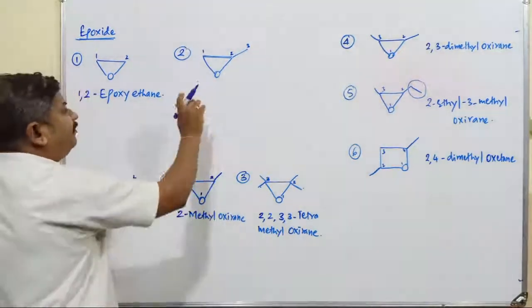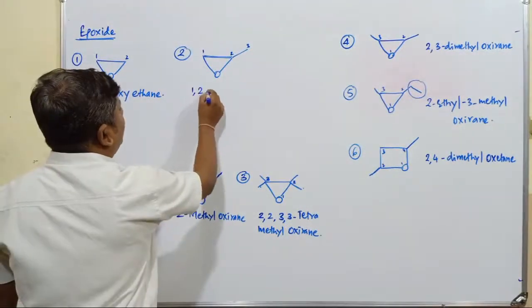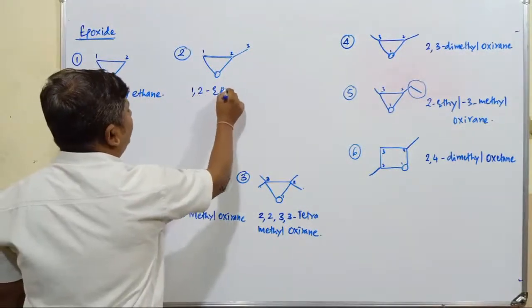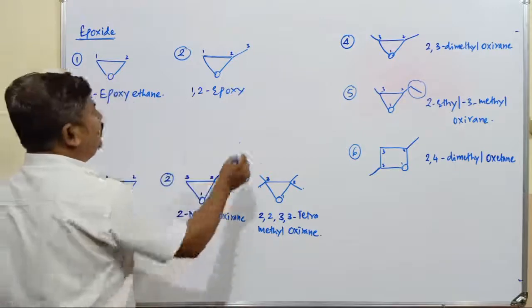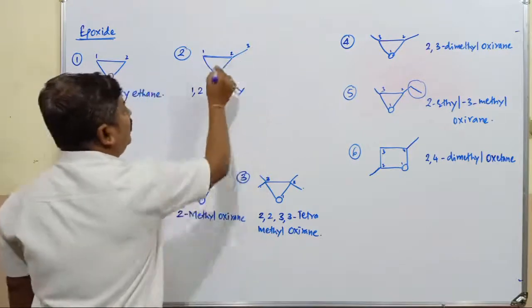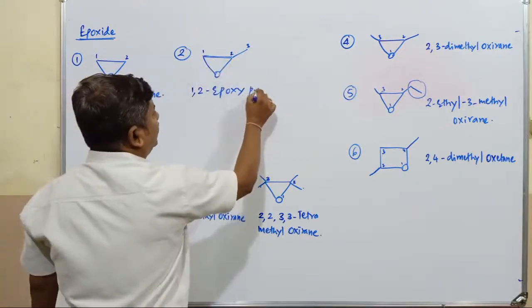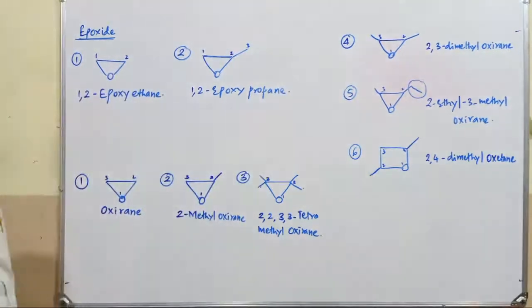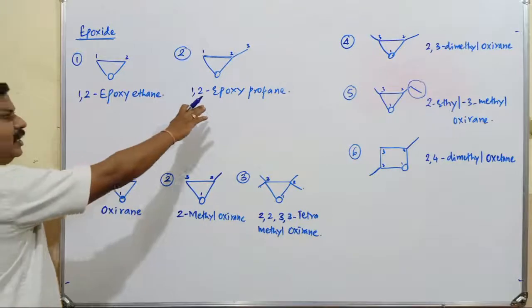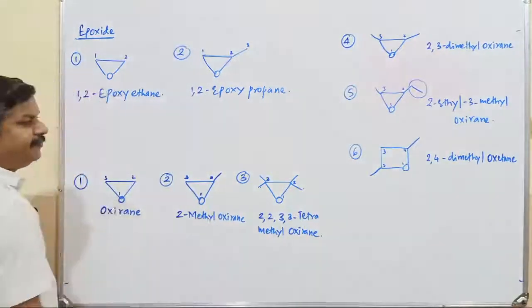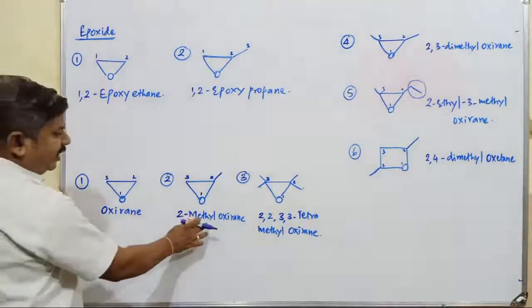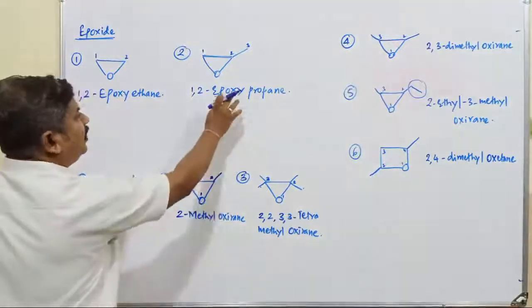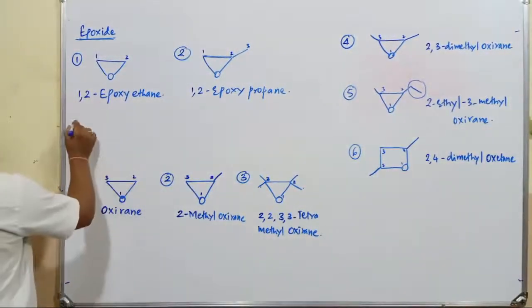Now what is the name of this compound? It is 1,2 epoxy. What is the number of carbon atoms in the longest chain? 3 carbon atoms are there, so it is called propane. 1,2 epoxy propane. That is also an IUPAC name. Either you can go with the oxirane method or you can go with this epoxide method.